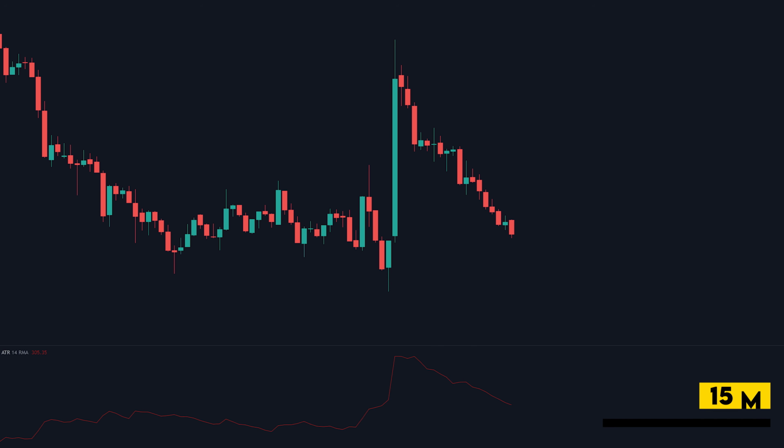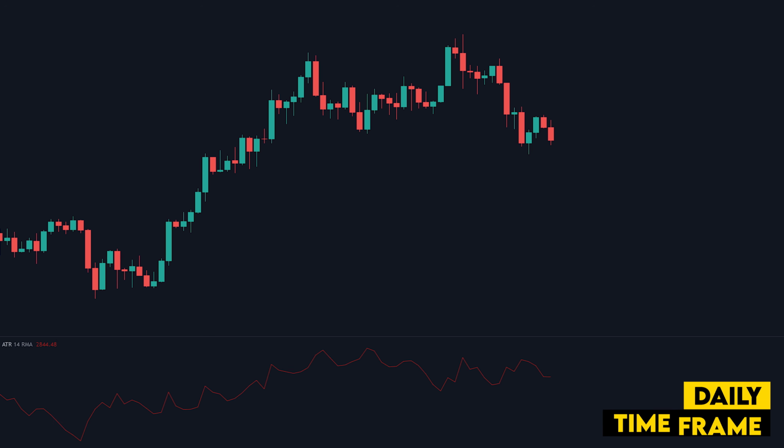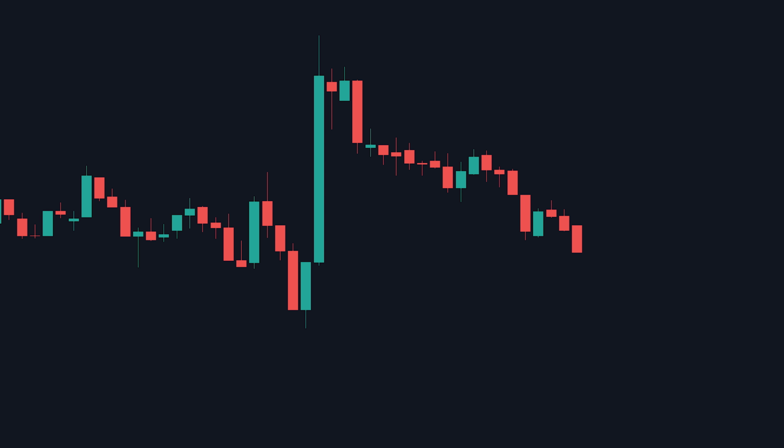Here you can see the average candle size of the past 14 candles for Bitcoin on the 15-minute time frame is 300. But if we move to the daily time frame, the average candle size is 2800. So this is a perfect example of why you need larger stop losses on higher time frames compared to smaller time frames. You also want your stop losses to be as effective as possible, like this.